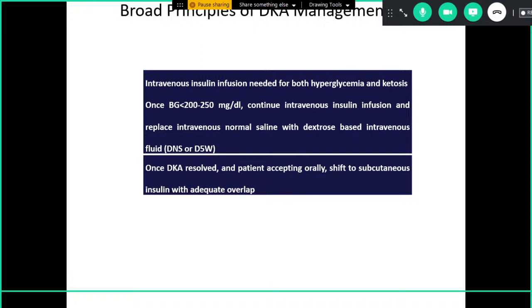Once the DKA is resolved, that means your sugars are normal and your ketones have gone, and the patient is accepting orally, you can shift to subcutaneous insulin with the meal. But remember, you must give an adequate overlap. So if I'm going to start lunch, I will give my subcutaneous insulin before lunch, but I will continue the IV infusion for 1 or 2 hours so that I don't allow a hiatus between cessation of the levels, because remember, IV insulin will stop circulating within 5 minutes the moment you stop it, right? So you don't want this. You need to have a continuous exposure to insulin while your regular insulin takes over. So give subcutaneous insulin, start the meal, and continue IV insulin for 1 to 2 hours after that.